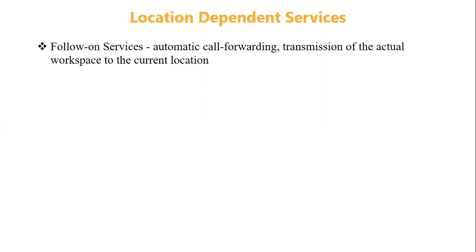The next is location dependent service. Location dependent service means depending on the location, the user may need different types of service. For example, the first category that we'll be discussing under location dependent services is follow on services. Examples of follow on services include automatic call forwarding and having a similar desktop appearance at different locations. That is, when you move from one place to another, or one city to another city, or one country to another country, automatically your call will be forwarded to wherever you are.